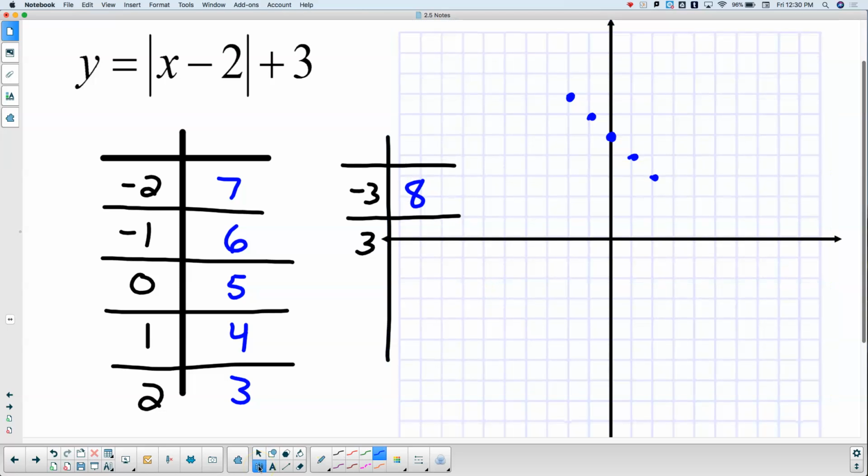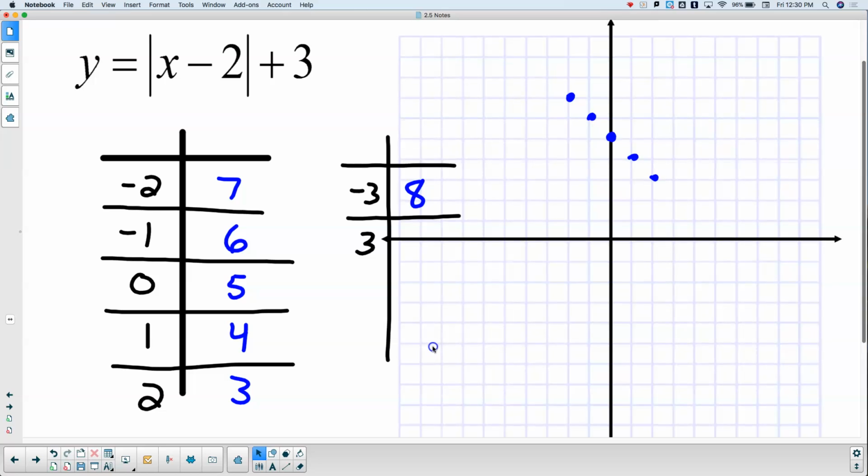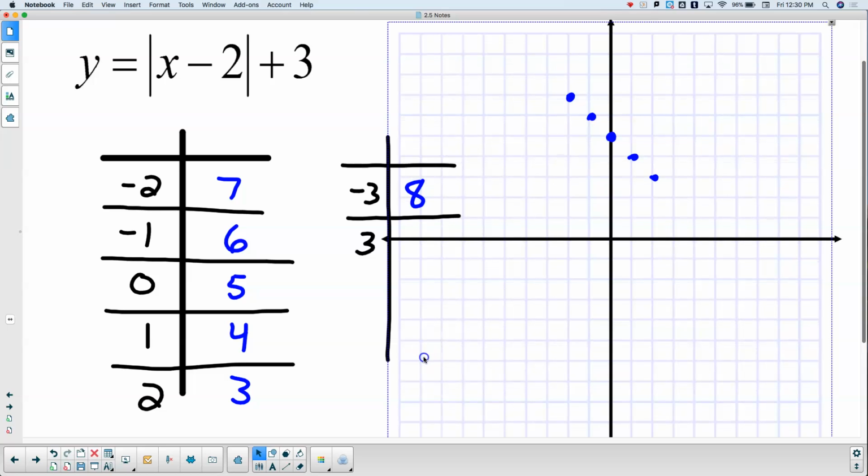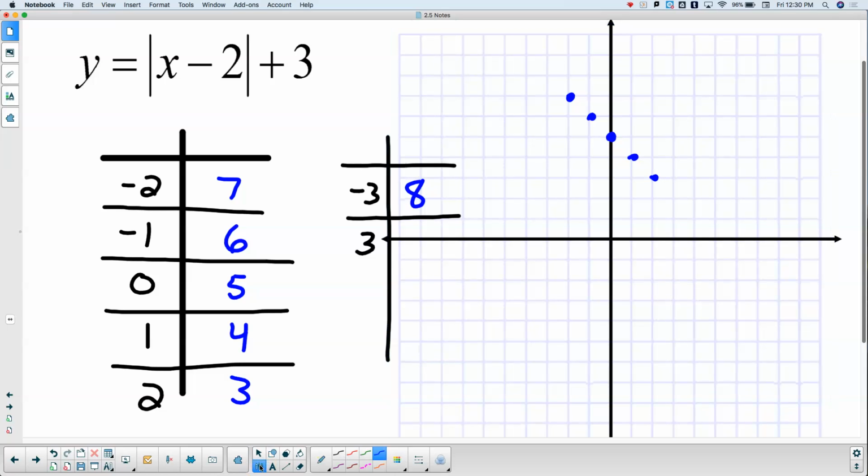Okay, here we go. Didn't help us. 3 minus 2 is 1. Absolute value of 1 is 1. Plus 3 is 4. 3, 4. Did that one help us out? Yes, because now we found our vertex. Okay? So this point right here is our vertex.